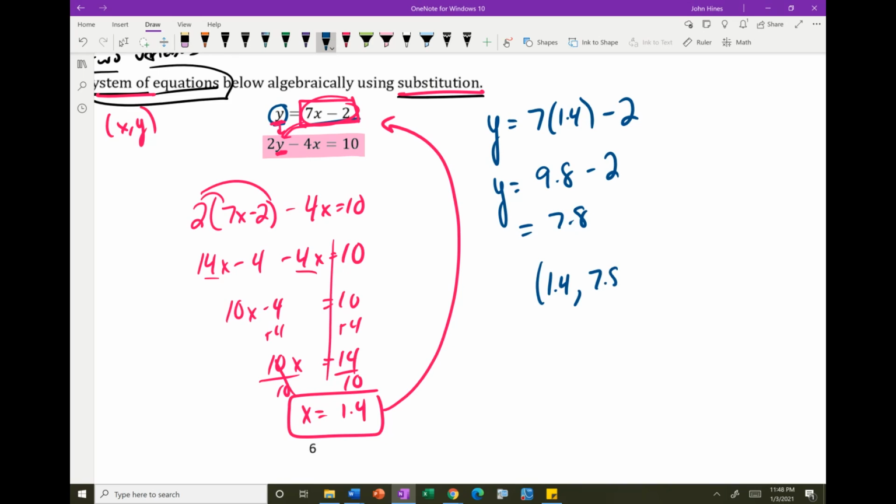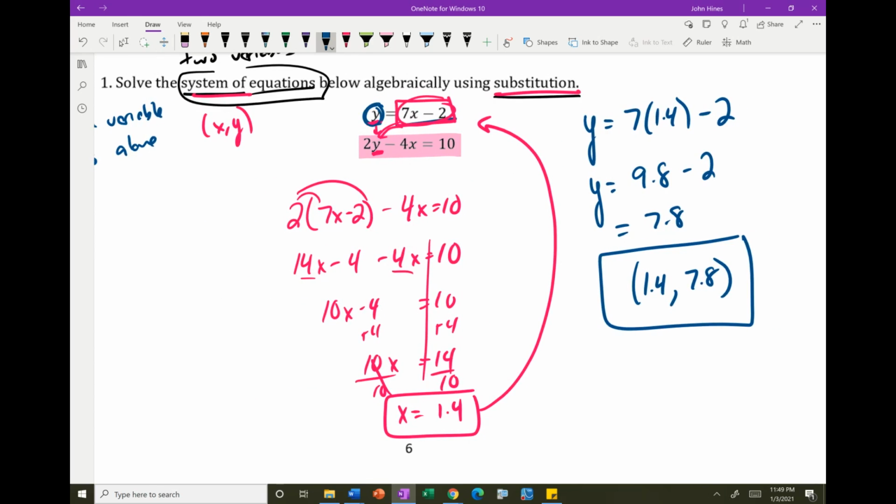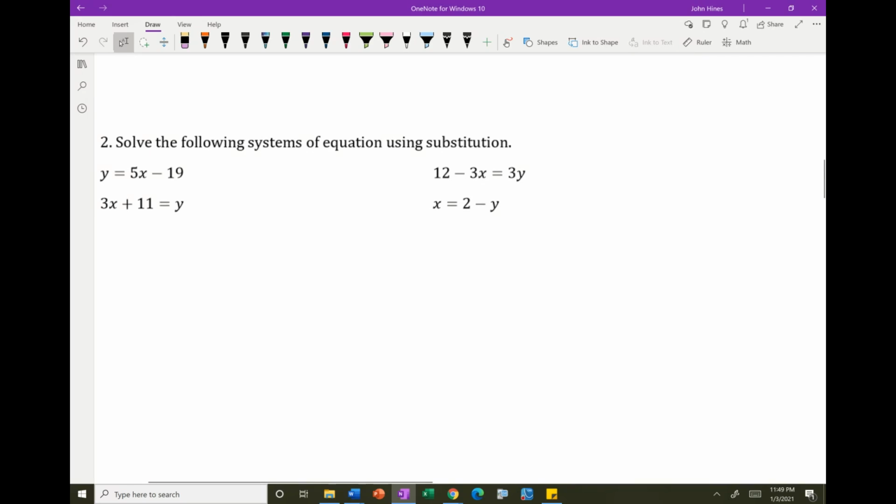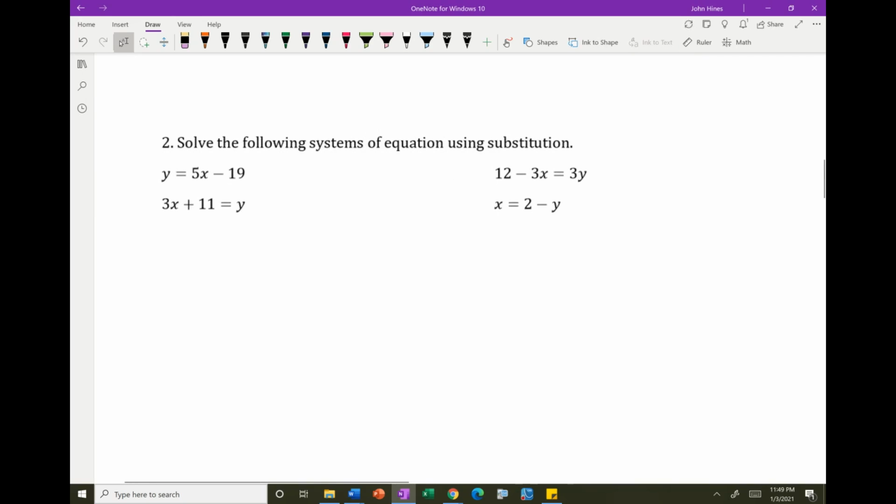Where do these two lines intersect? They intersect at the point 1.4, comma 7.8. That's where these two lines intersect. So I found one of the variables alone. I plugged it in for y and solved from there. So we're going to practice a couple here and see what happens.